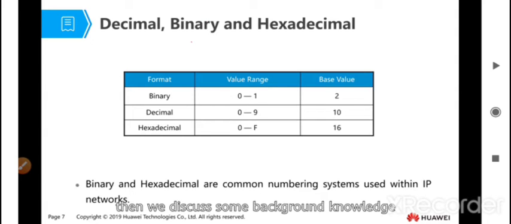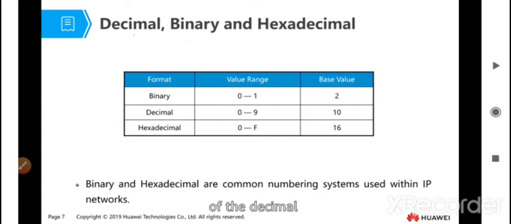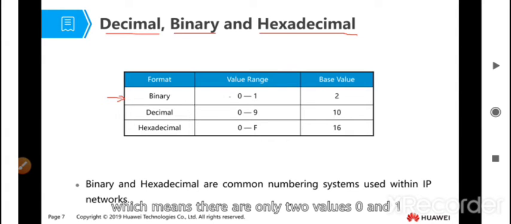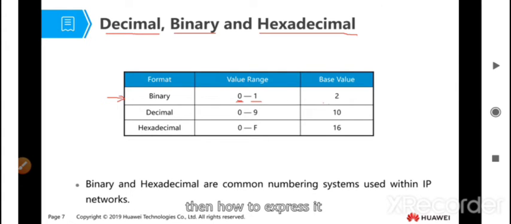Now we discuss some background knowledge of decimal, binary, and hexadecimal. In the computer, we use binary. Binary means there are only two values, 0 and 1. If you want to represent 2, how do you express it? That's 1, 0. 1, 0 represents 2. If you want to represent 3, then 1, 1.